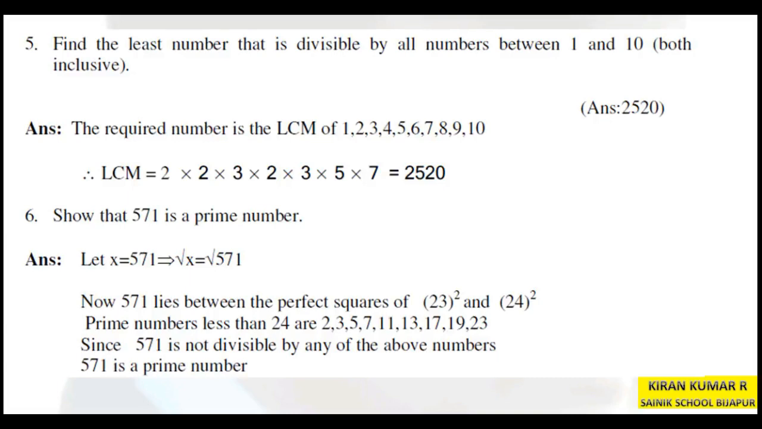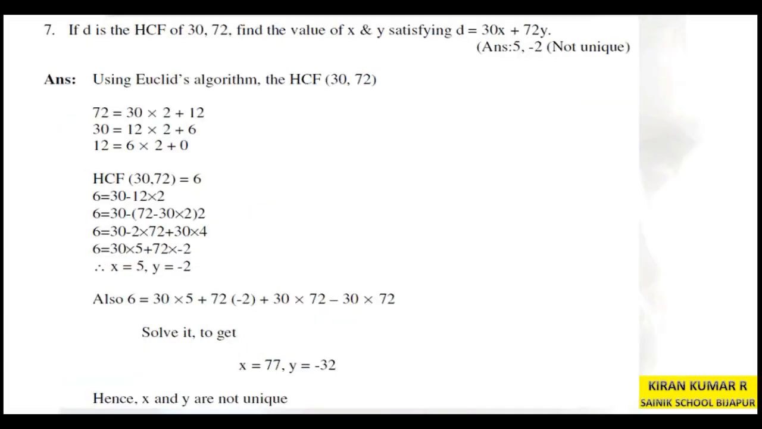This question 5, it was the objective type question. Remember, we had the same question. The least number that is divisible by all the numbers between 1 and 10, both inclusive. We had found the least common multiple. This type of question we had solved, finding the value of x and y. It is also one of the very important questions.